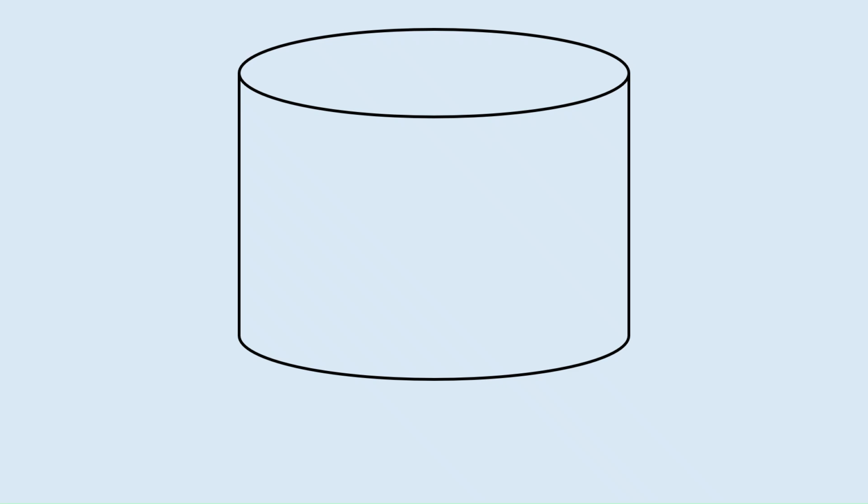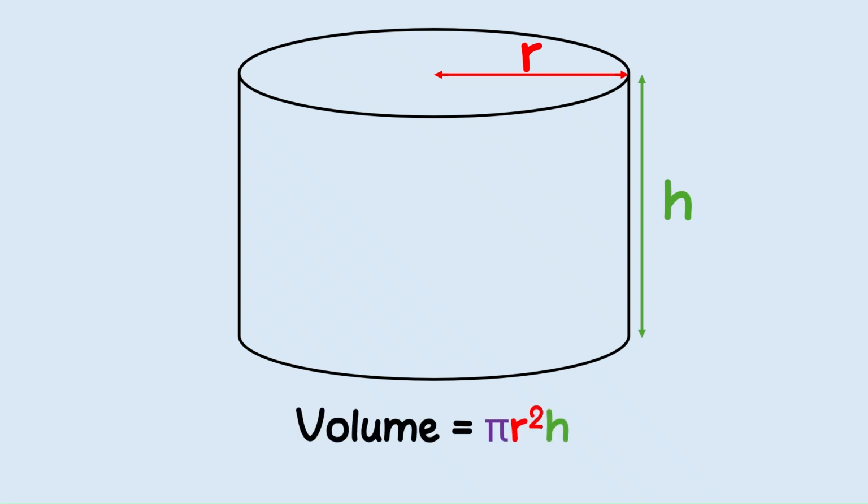So we need two key measurements. We need the radius and we need the height. So to find our volume, we are going to find the area of our circle by doing pi r squared, and we're going to multiply it by the height. So we get this formula here. Volume equals pi r squared h.